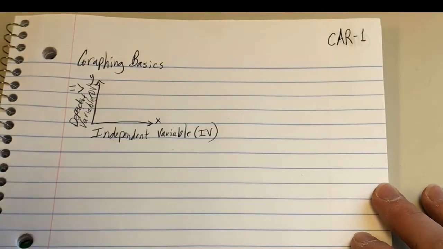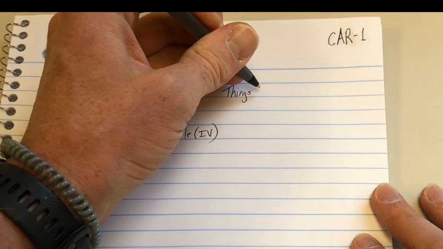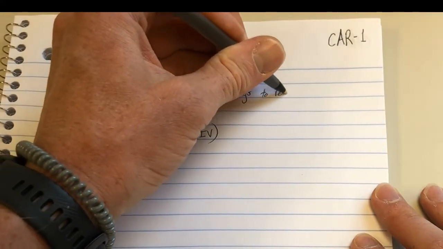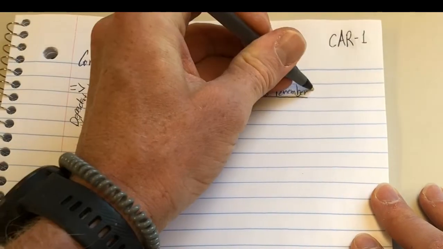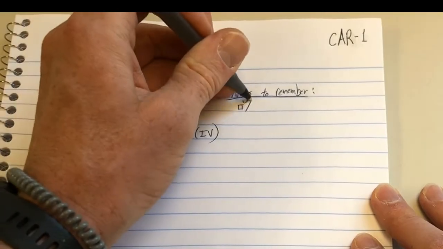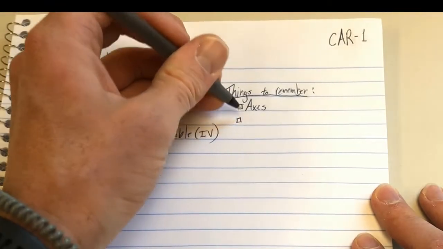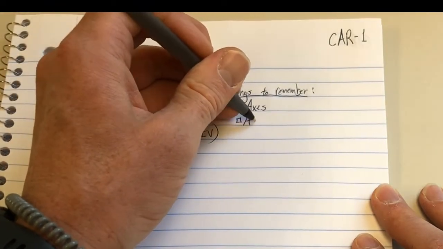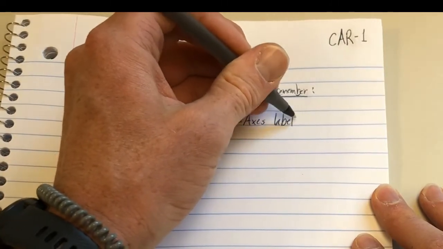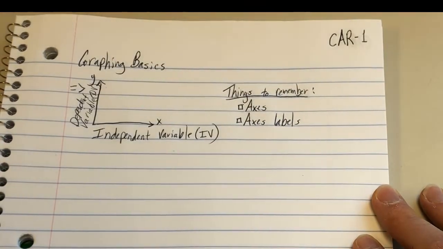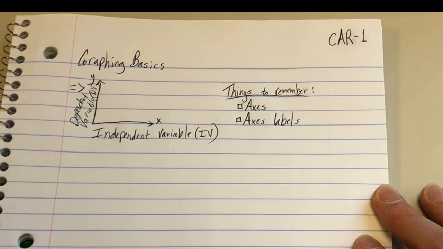Now, when you're making a scientific graph, there's a few different things that you want to remember. And I'm going to make that checklist over here. The first thing, you want to make sure that you have axes. Obviously, you want to make sure that you put the correct things on the axes for your independent and dependent variable, and then you want to make sure that you have axes labels. Sometimes the x-axis might be labeled as time. The y-axis could be labeled as distance. You need to make sure that you include those axes labels.